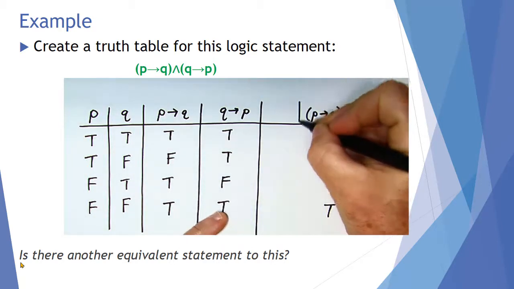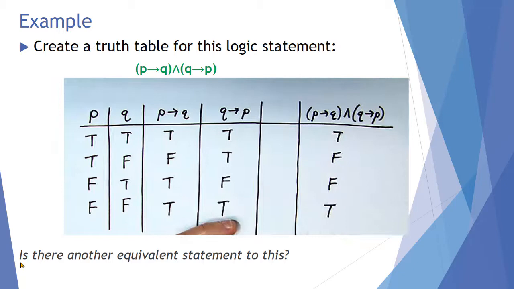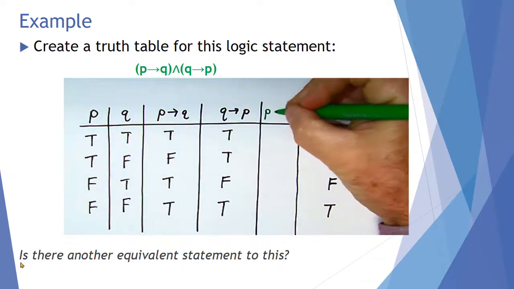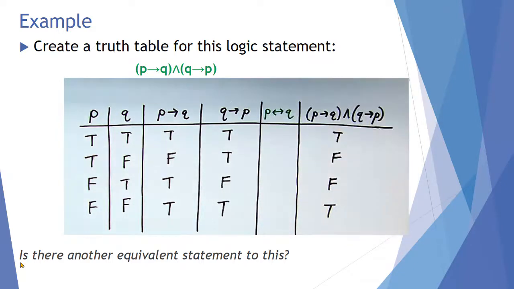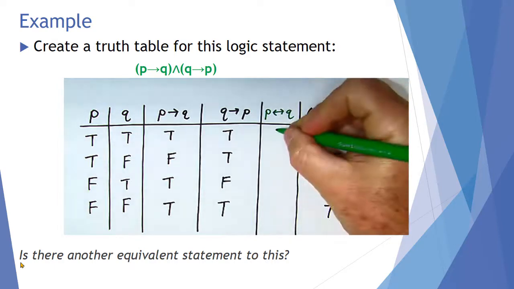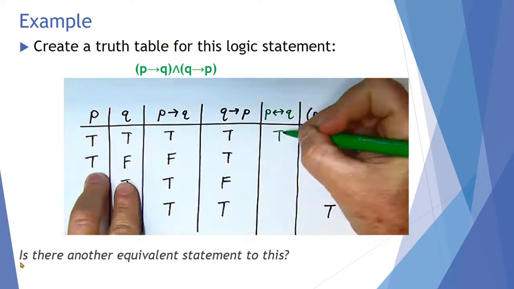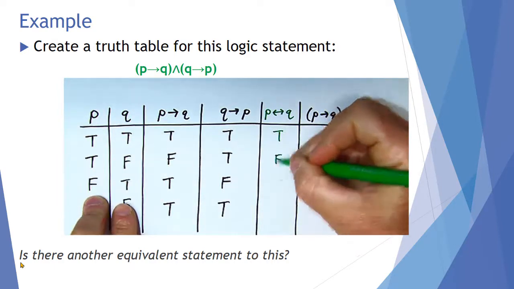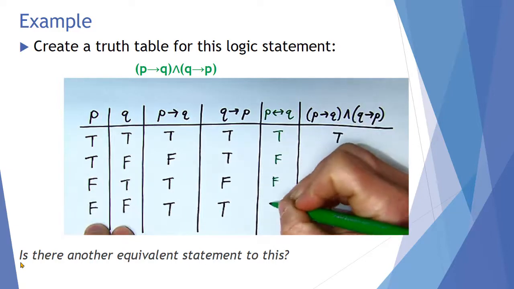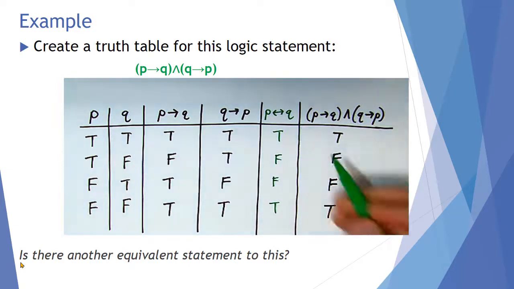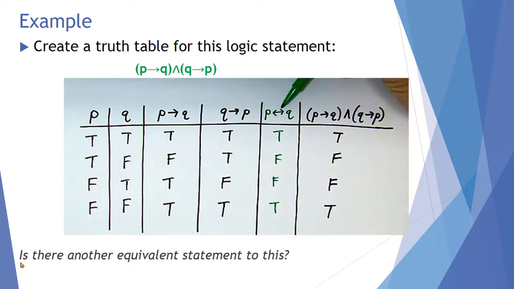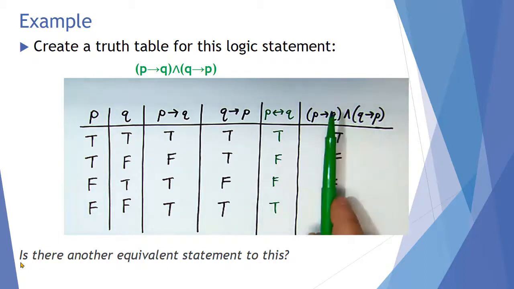Just a little bit ago when we looked at the biconditional, remember the biconditional was P if and only if Q, gave this exact same set of outcomes. True, false, false, true. And what that means is that the biconditional, P if and only if Q, is the exact same statement as P implies Q and Q implies P.